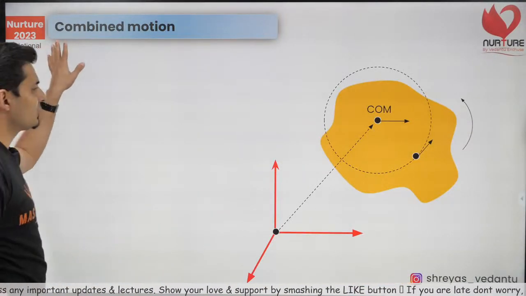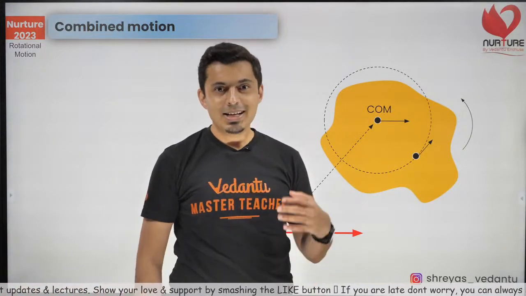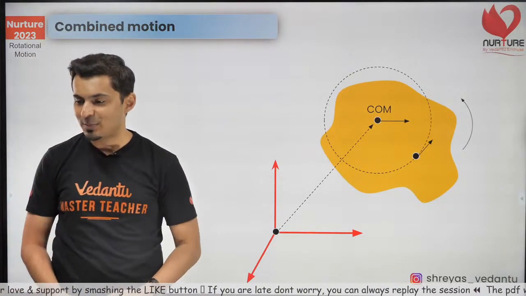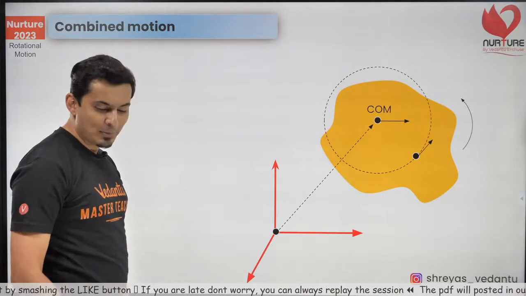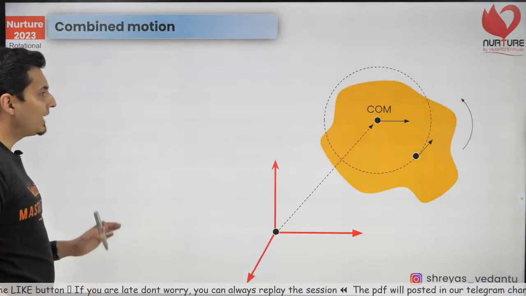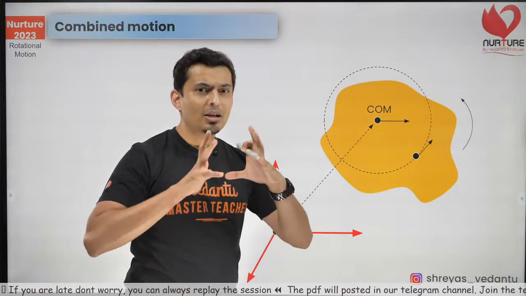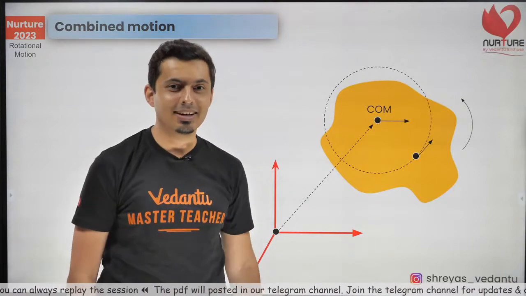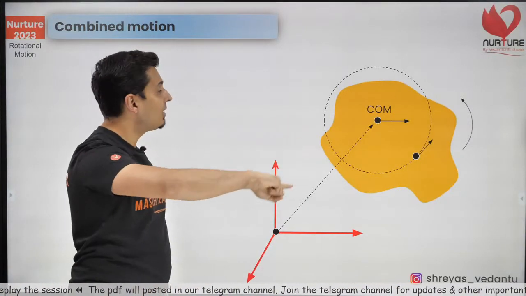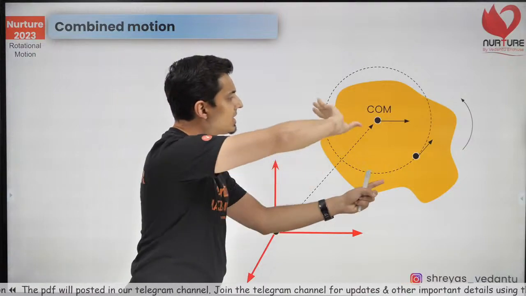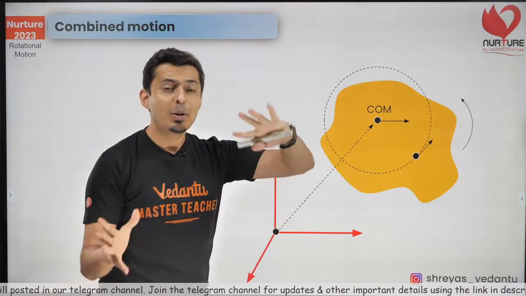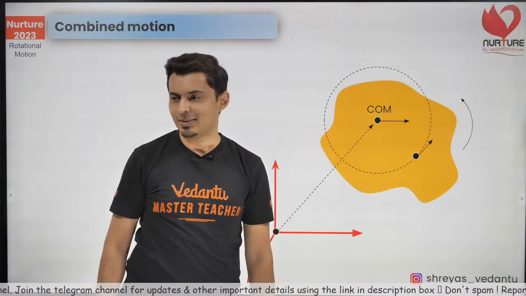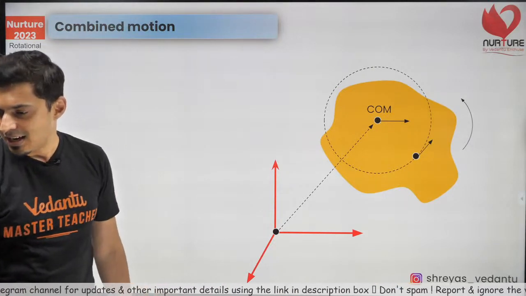Now guess what? Whenever you have combined translation plus rotation, you can do a magical thing, and that magical thing is you can convert it into just pure rotation. Yes, you heard that right. I'll repeat. Whenever you have a combined motion which is rotation and translation, you can figure out one axis about which it is just rotating. It's just rotating. It's crazy.